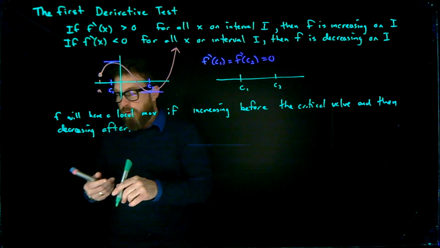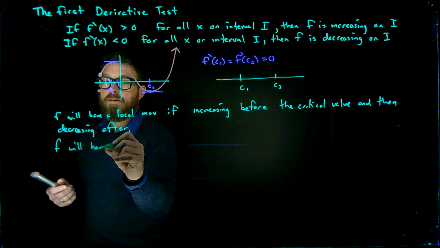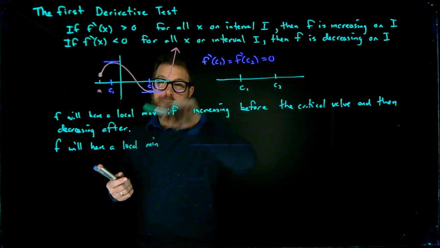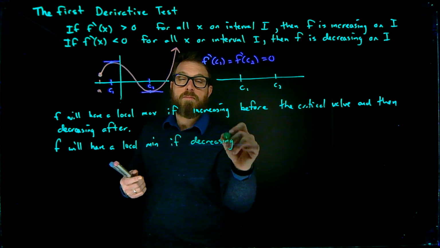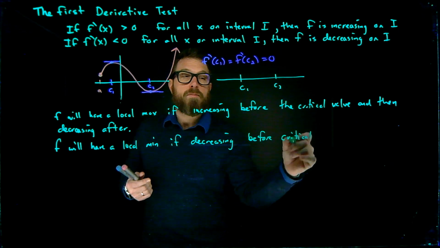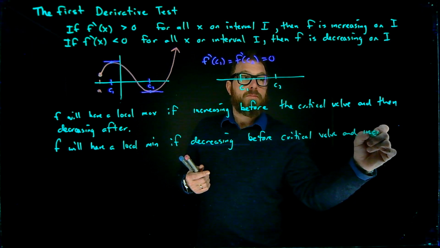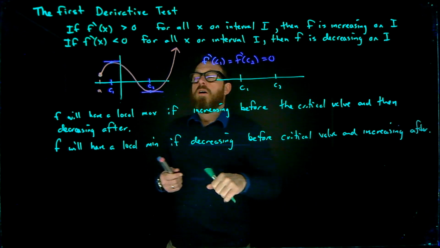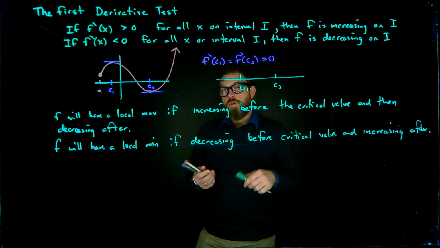And then very similar, we can change this to say f will have a local minimum if it goes the other way. If it decreases before and increases after. So if decreasing before a critical value, and increasing after. So this is going to be the basis of how we're going to find these local mins and local maxes.